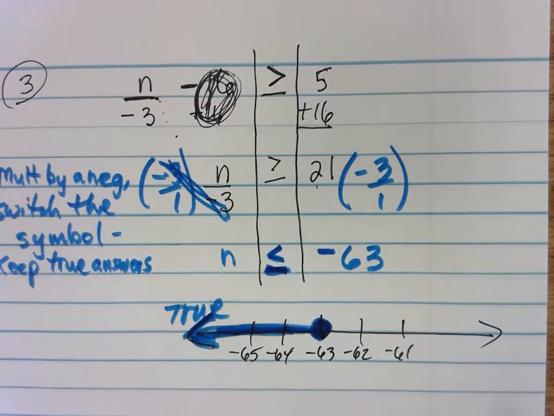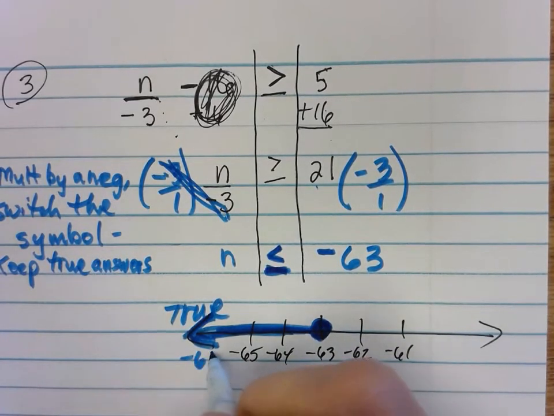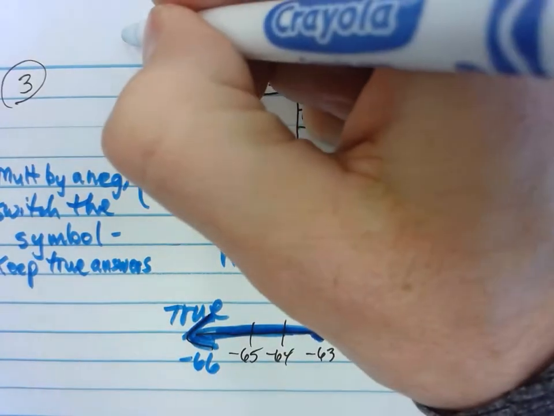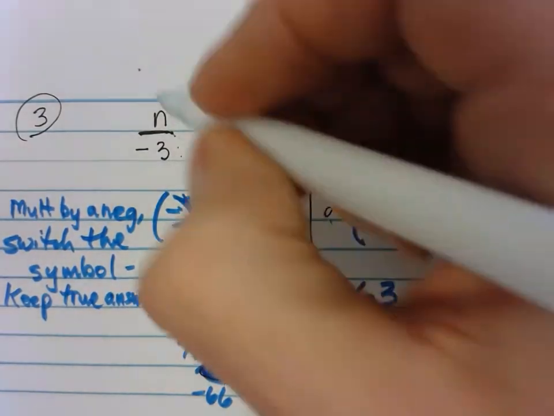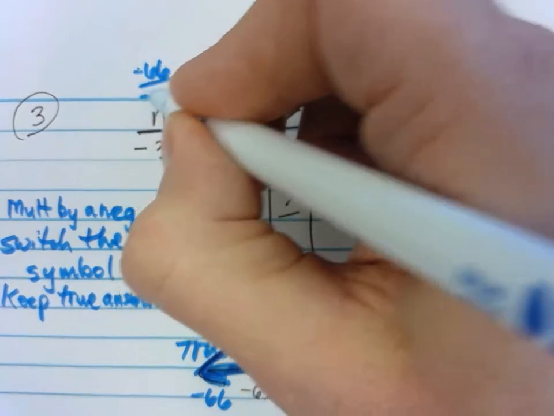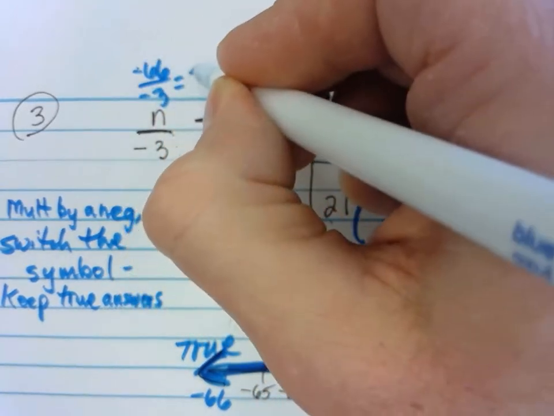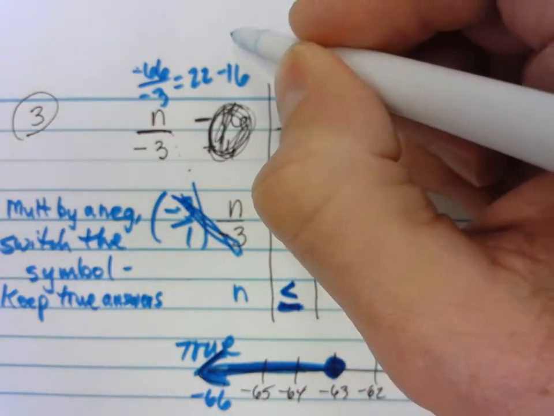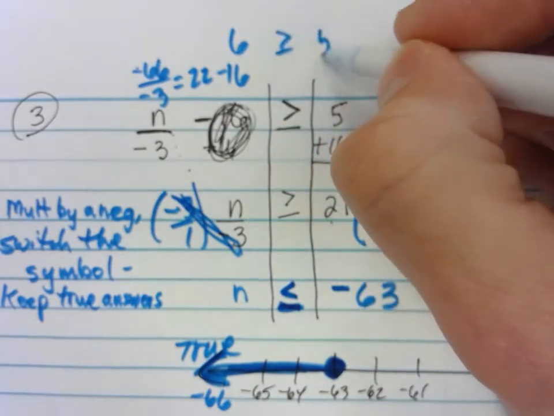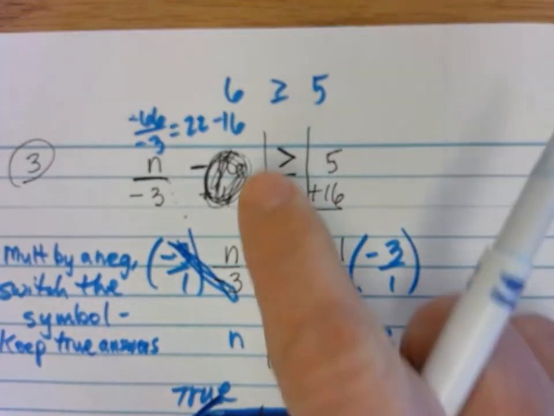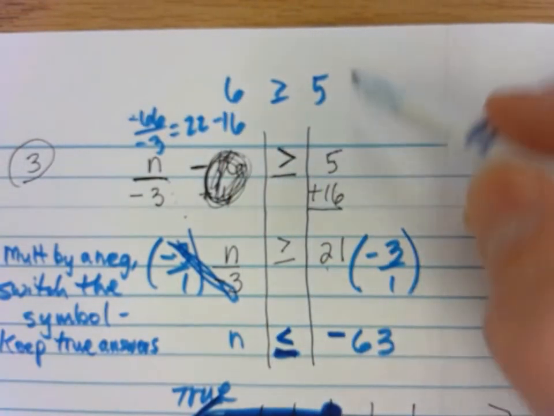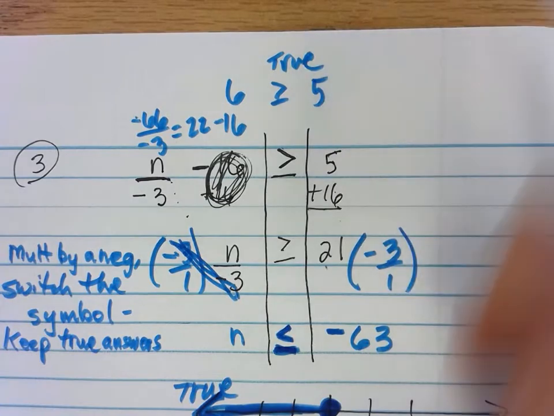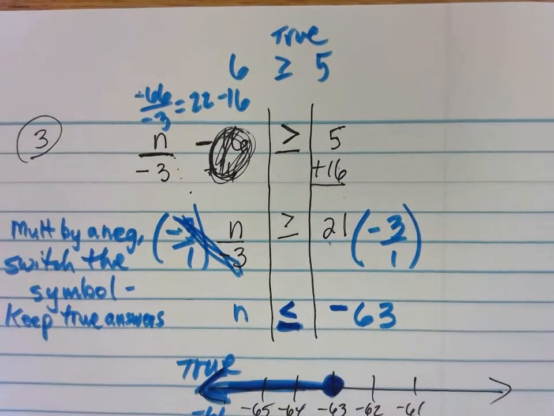If you want to check on that and see if it actually is right, an easy number to test out here would be -66, because that's divisible by 3. So I'll just write it up here. So we're going to test out -66. -66 divided by -3. That's a negative divided by a negative. That'd be 22. 22 minus 16 is 6. Now, is 6 greater than or equal to 5? Is that true? It is. That is true. So you know I have shaded the true answers down here. I have shaded in the true answers.